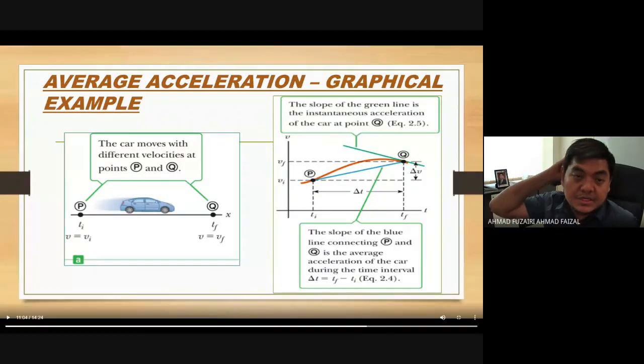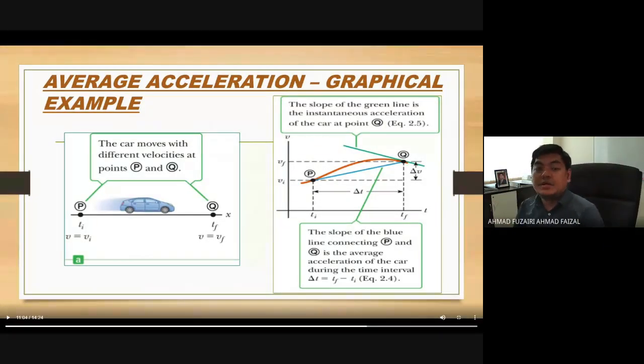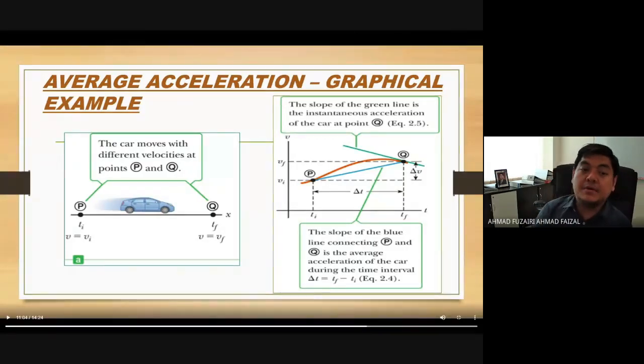Okay, so this is the average acceleration for the graphic examples. Okay, the car, let's say at figure A, moved with a different velocity at point P and point Q. Meaning that when the car starts to increase its speed from point P to point Q, when it reaches point Q, that will be the final point. And when it goes out from point P, that will be the initial point.